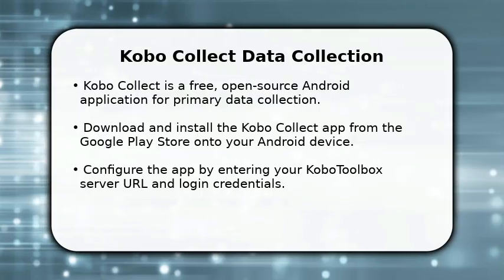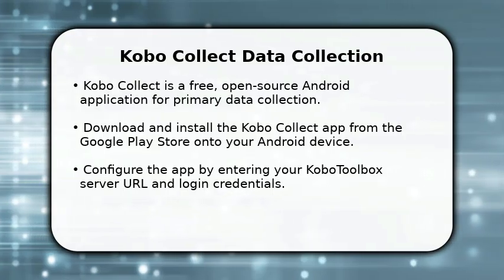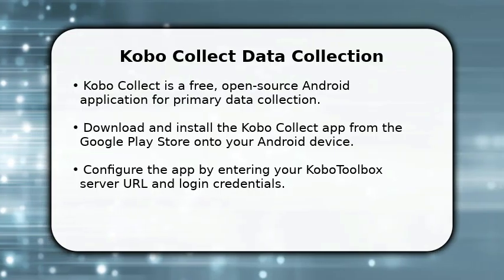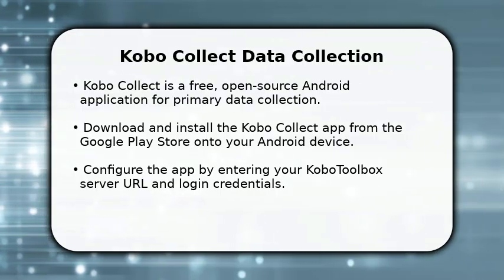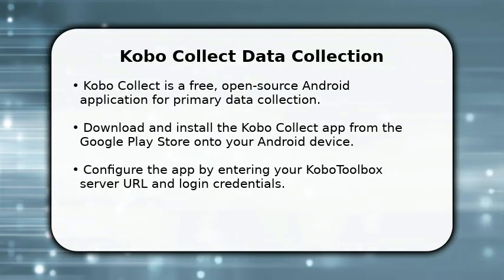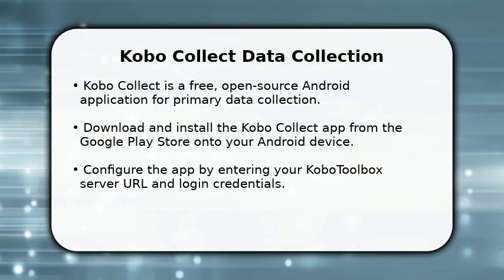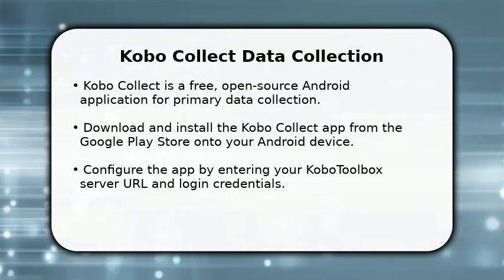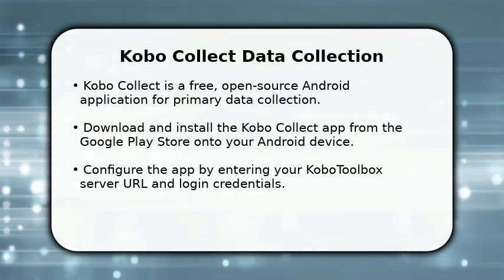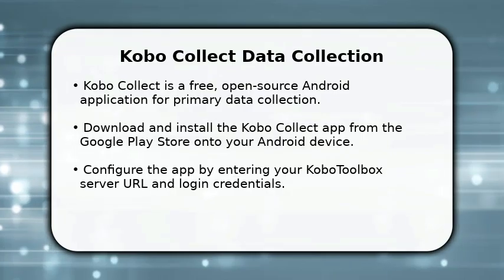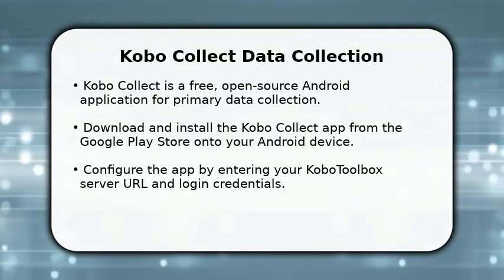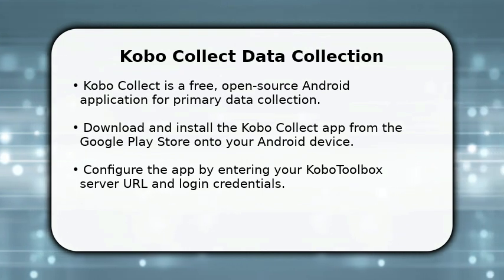In this video, I will explain how to collect data using Kobo Collect. First, you will need to download the Kobo Collect application onto your Android device from the Google Play Store. Once installed, open the app and configure it to connect to your Kobo Toolbox server. This involves entering the URL of your server and your login credentials. This initial setup is crucial for accessing your survey forms and submitting collected data efficiently. Ensure your device has a stable internet connection for this step.